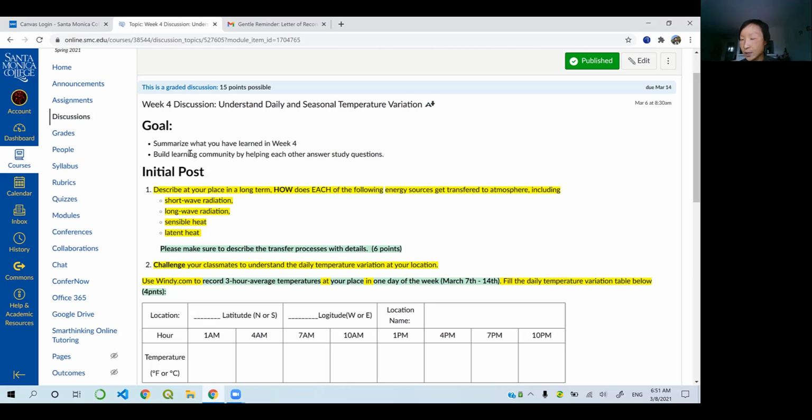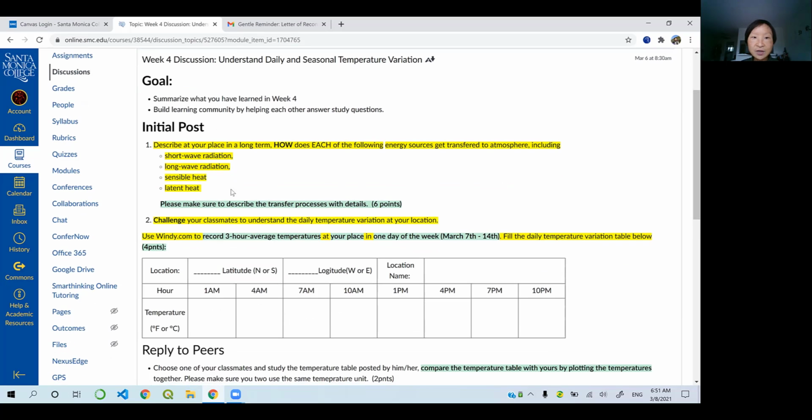So what you're going to learn this week is how the energy is transferred inside our atmosphere in multiple ways. In other words, you're going to learn how our atmosphere is heated, gets warmed by the sun and by the earth, by the ground. Okay, so that is a very important thing to learn before you start this discussion. There are actually 4 ways, like I listed here.